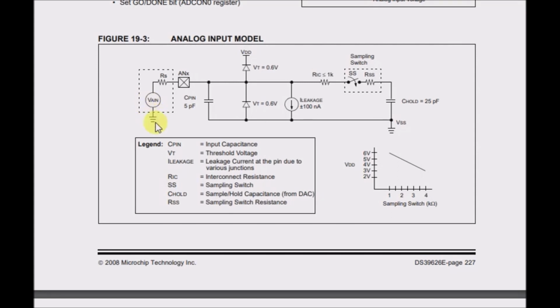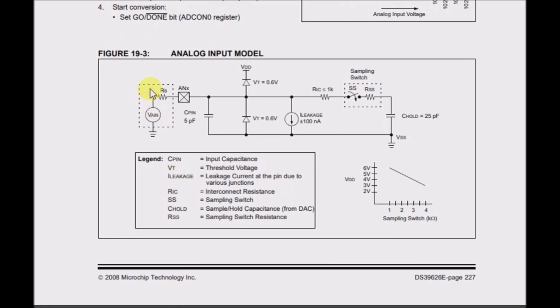Voltage analog input, and then it's grounded, and then it goes through RS. What's RS? Well, it's a resistor, but anyway, maybe I'll figure it out later. What do the dotted lines represent? ANx, maybe that's whatever pin is selected for analog inputs.